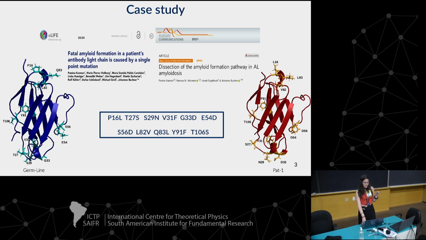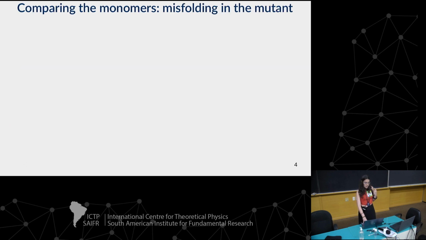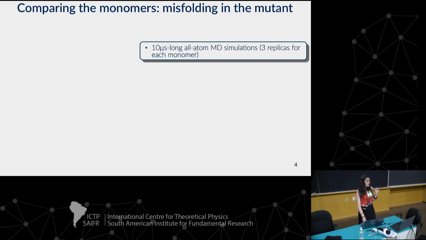These two differ by 11 mutations, most of which appear in the framework, which is already a hint of the abnormality of these light chains, because the framework is not supposed to be changed. You know, it's supposed to be quite conserved. So what I did was to perform 10 microsecond-long all-atom molecular dynamics simulations for 3 replicas of each monomer, so that I ended up with 30 microseconds of simulation.